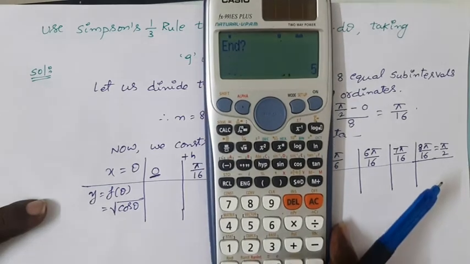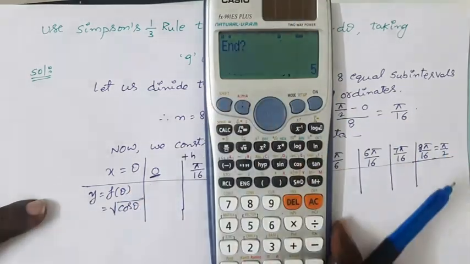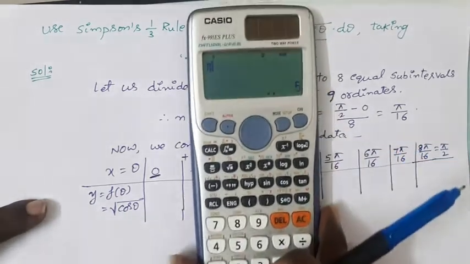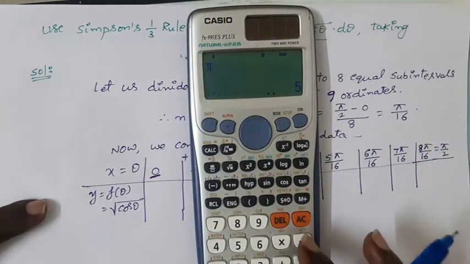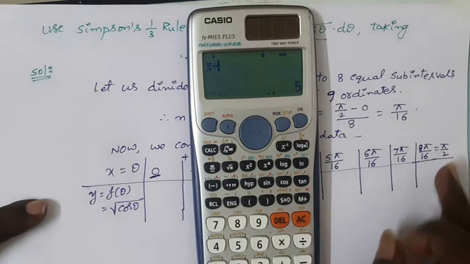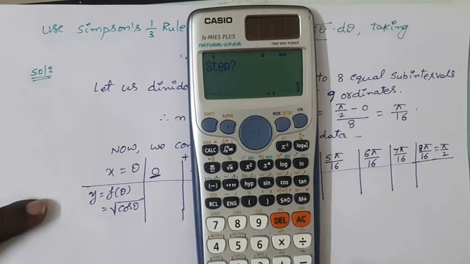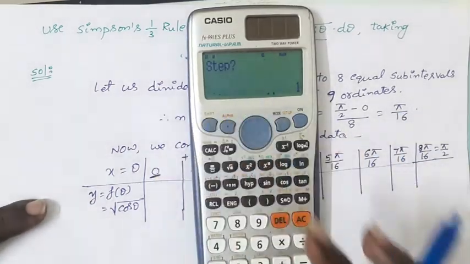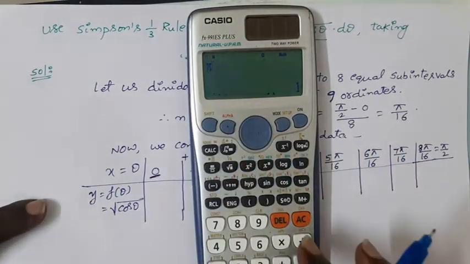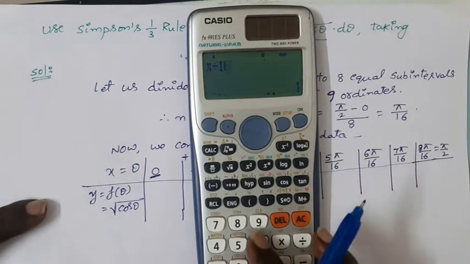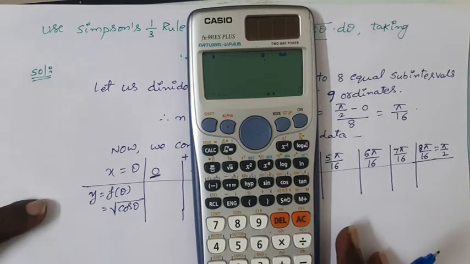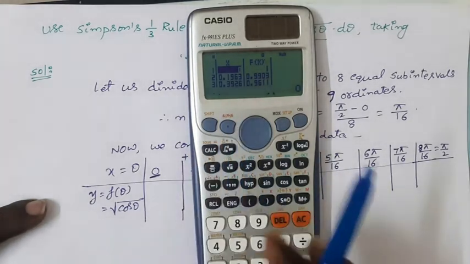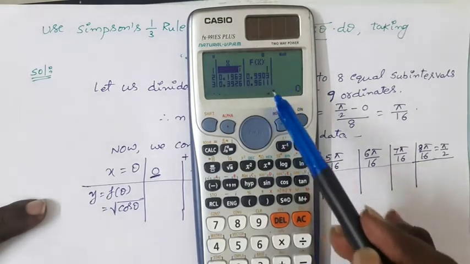For pi by 2, shift and operate this button, so you will get pi here. Division 2, which is the ending value. Equal to. What is the step size? Step size is nothing but the h value. So shift pi, you will get pi, division 16, equal to. So this is the given data.